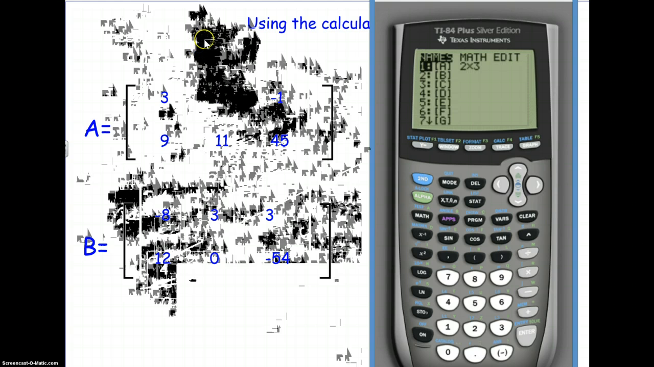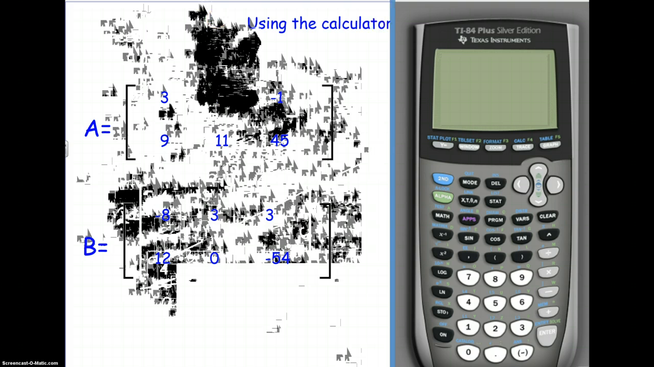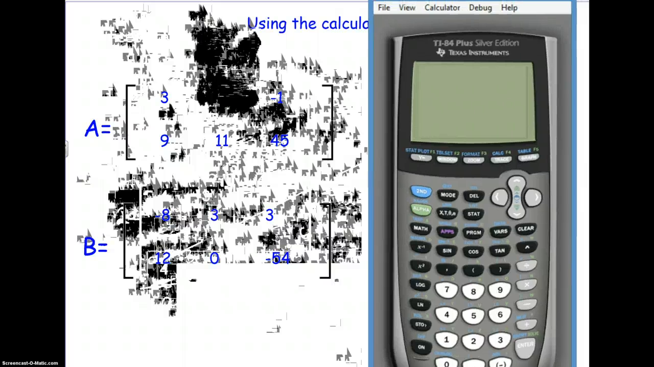Second matrix, I'm going to edit and create matrix B as well, which is also a 2 by 3, which is important since we're doing addition and subtraction on these. 2 by 3. And that's going to be -8, 3, 3, 12, 0, and -54. Okay, so now I have my two matrices in there, and just to remember what we were doing, 3A minus 2B is what we're looking to do here.